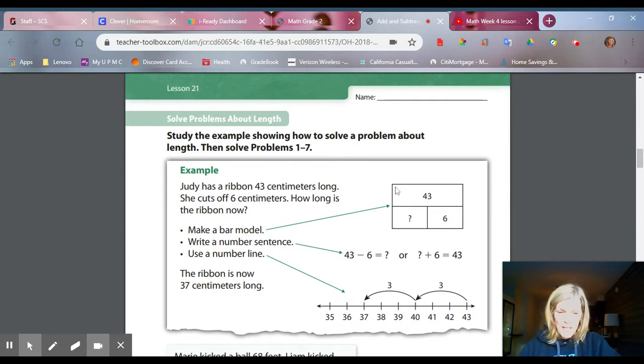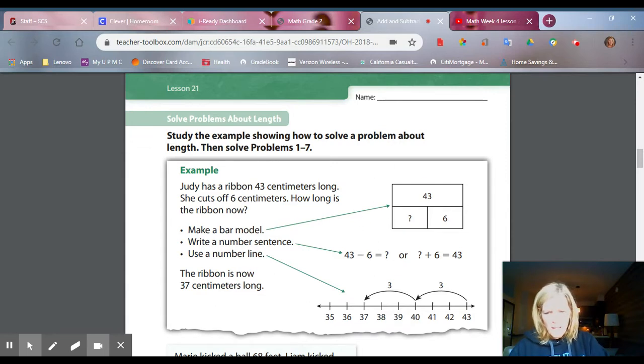Well, you see what they took away is the ruler that shows you how many centimeters long it is. So now you have to visualize it yourself, right? So she has a ribbon 43 centimeters long. She cuts off 6 centimeters. How long is it now?